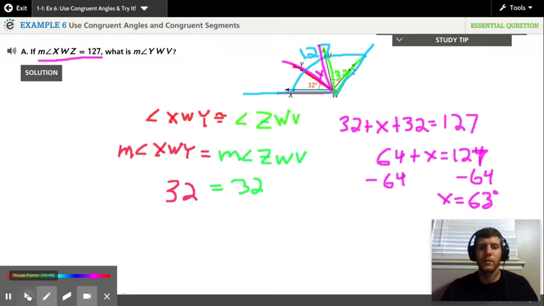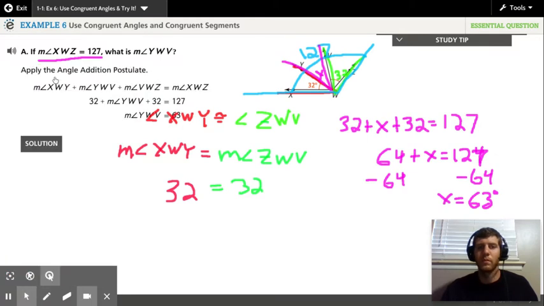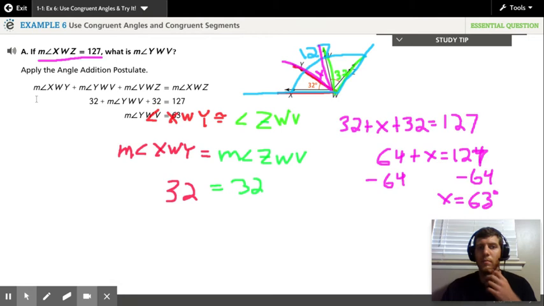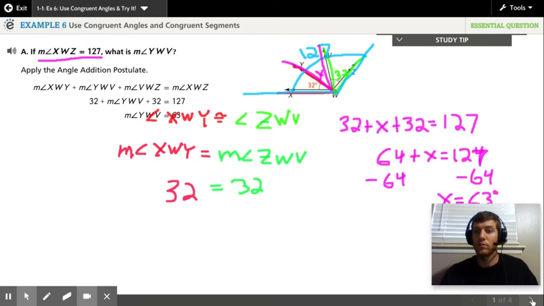And then we can check our answer and make sure we did it right. 63 degrees, right? The measure of XWY plus the measure of YWV plus the measure of VWZ is going to equal the whole thing, the measure of XWZ. All right? And now you guys can do the try it. There's 3 try-its on this one.